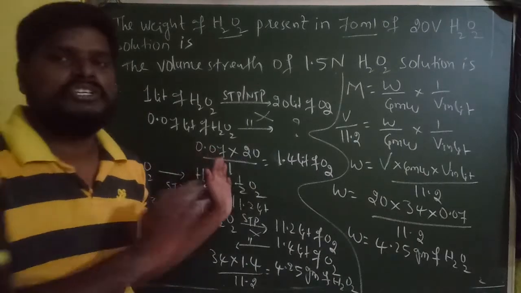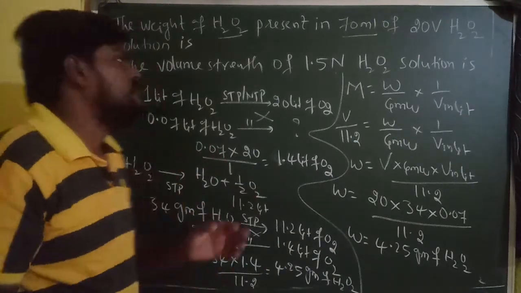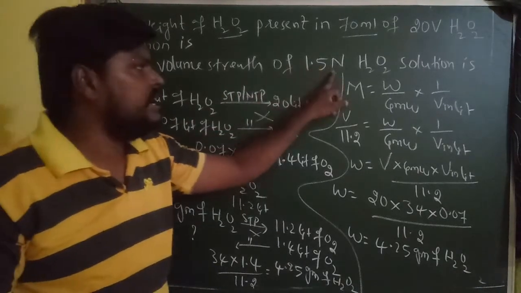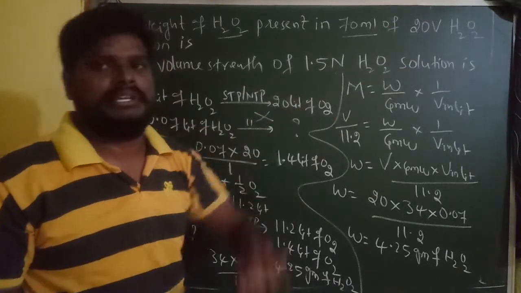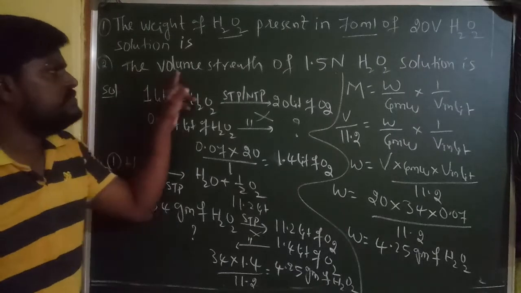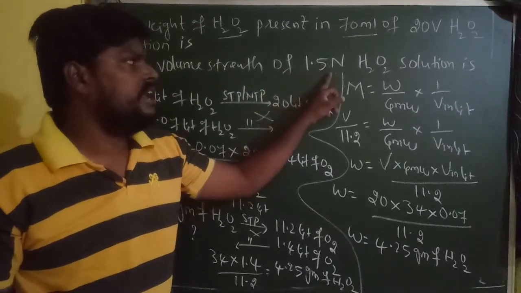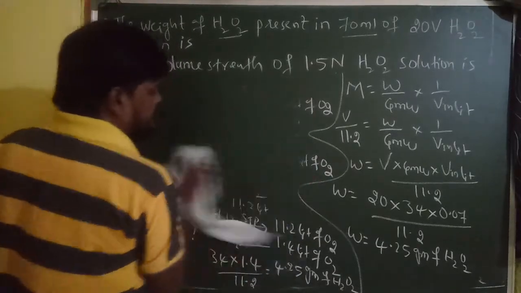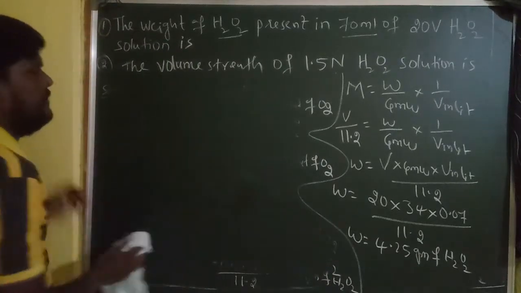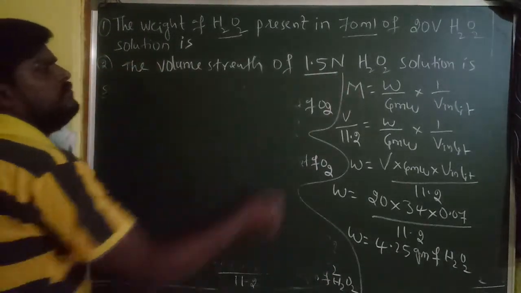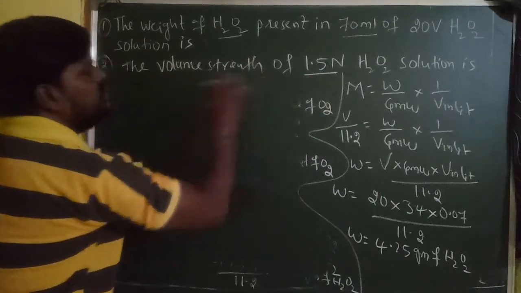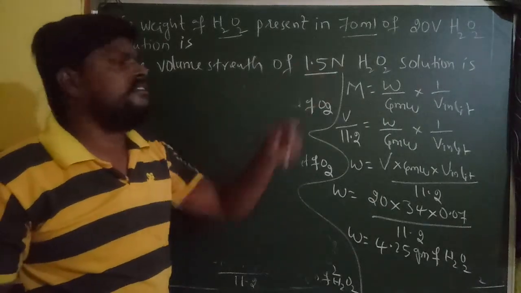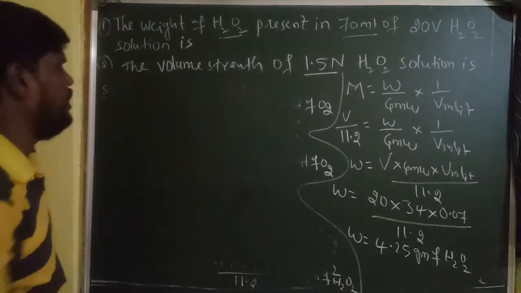I hope you understand these two types of explanation. We are going to discuss the next problem. What is the next problem? The volume strength of 1.5 N H2O2 solution is, where N is normality. So we have a normality of 1.5 N, and we need to find the volume strength of the 1.5 N H2O2 solution. I told you already.